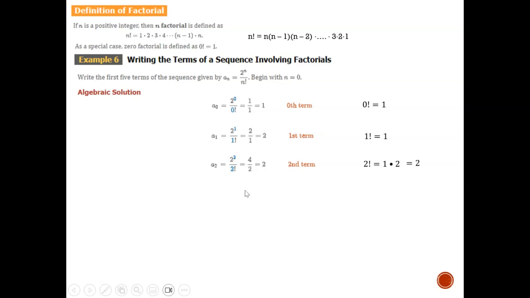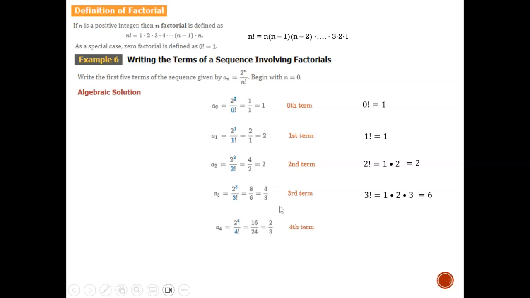Now let's find A3. Right, I'm going to plug in 3 where the n's are. So it'll be 2 cubed divided by 3 factorial, which will give us 8 over 6, which is equal to 4/3. 2 cubed, guys, is equal to 8, but 3 factorial is equal to 6 because 3 factorial is equal to 1 times 2 times 3. That's why it's 6, which reduces to 4/3.